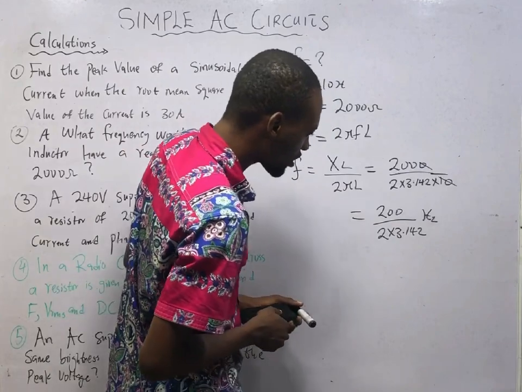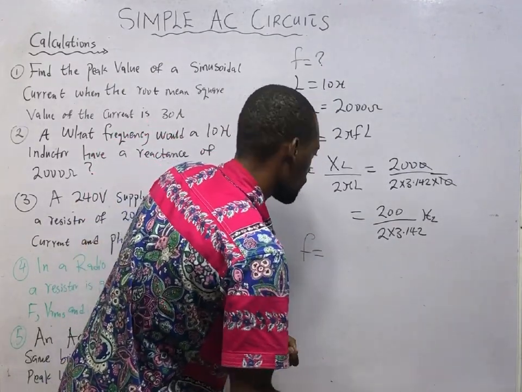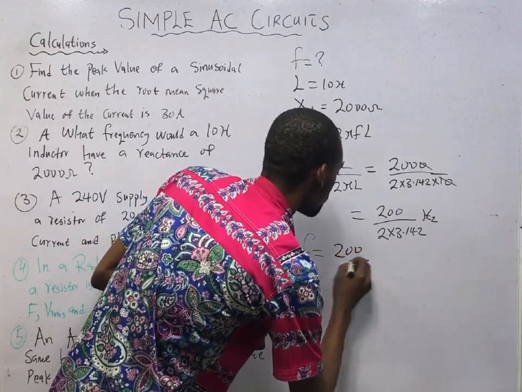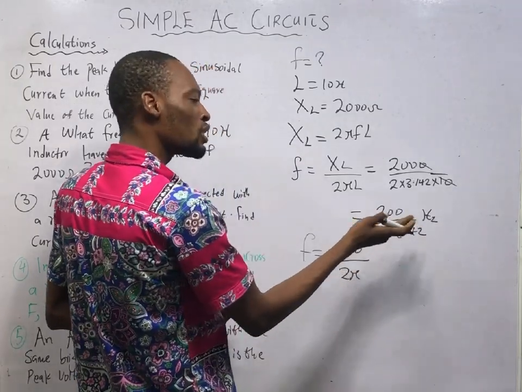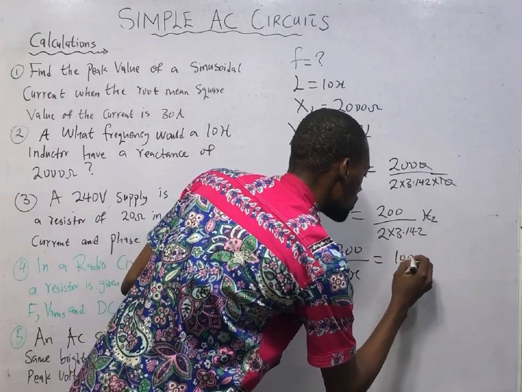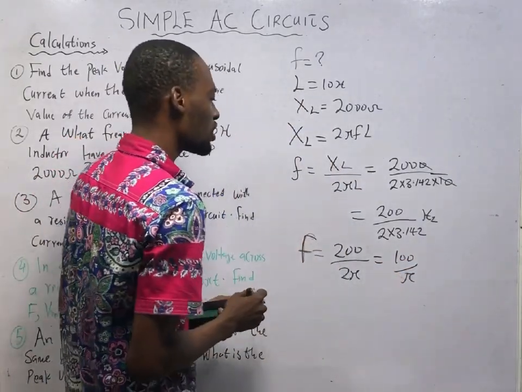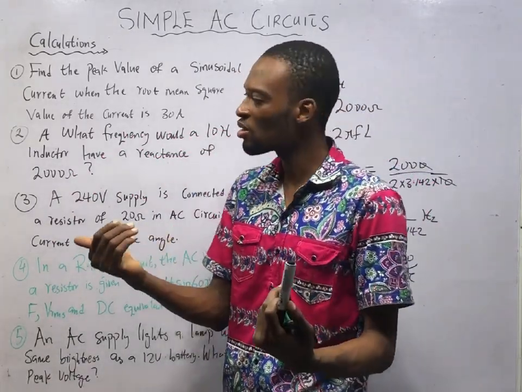Before we look at that, this is the same thing as f is equal to 200 over 2π, since π is approximately 3.142 in radians. So this will give you 100 over π. So if you are solving this in terms of π, you simply have 100 over π. That should give you 31.82 or so.